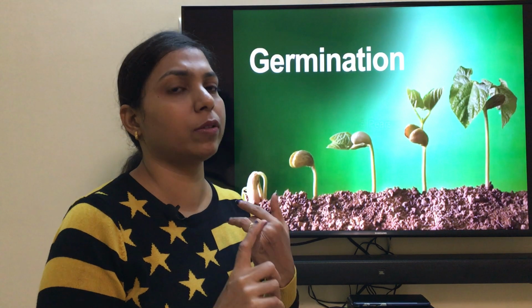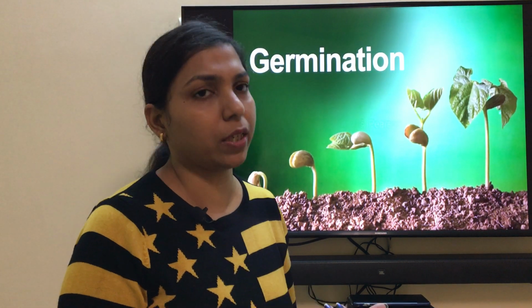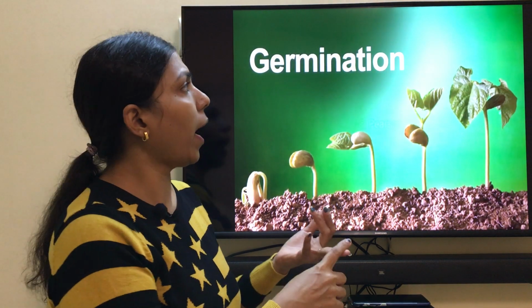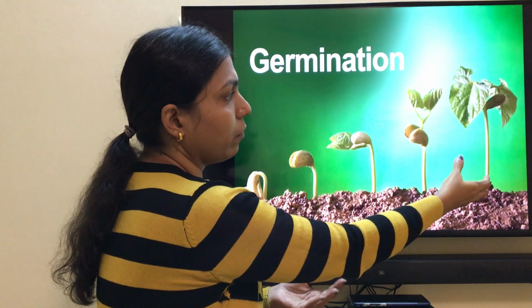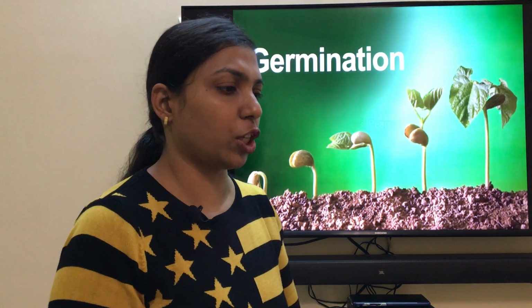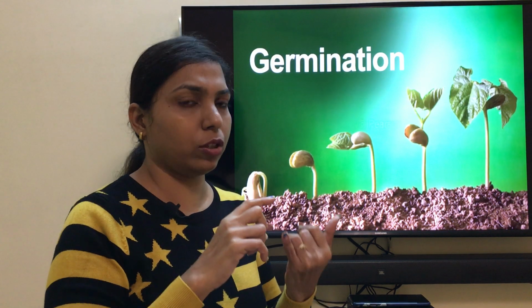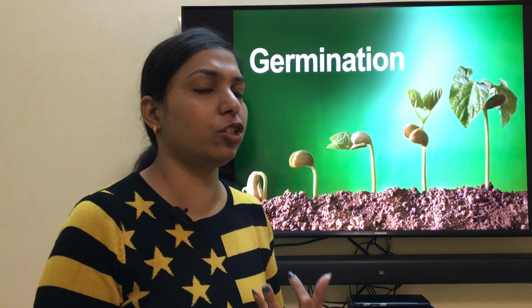It starts with the process of pollination. After pollination, there is a process of fertilization, and after fertilization, the seed is formed, and when you grow that seed, the new plant is formed, which is your germination. So in plants, sexual reproduction takes place in three different phases. You have pollination, fertilization, and finally germination.